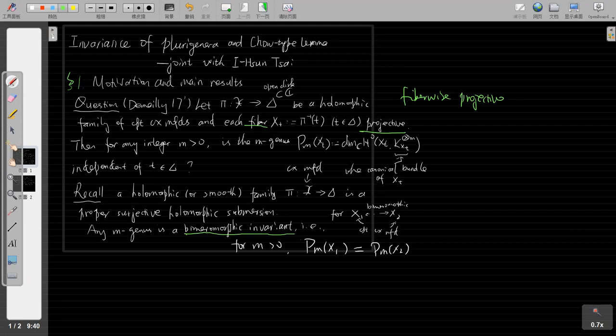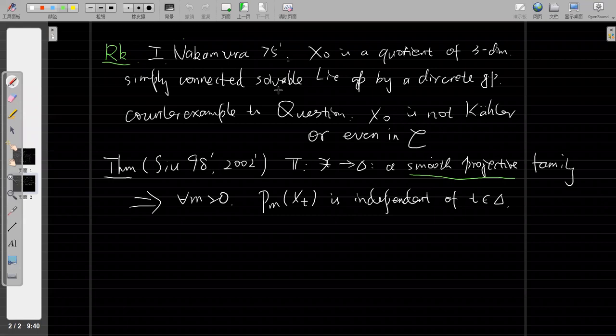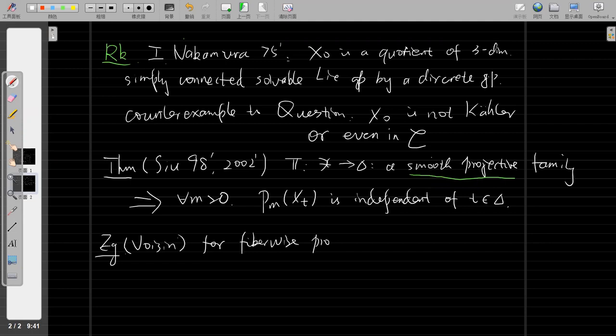Let's compare this theorem with the question by Demailly. Here we just need to assume that the family is fiberwise projective, right? Actually, I have reported this paper several times, and some friends asked me whether there is an example of a fiberwise projective family that is not projective. Actually, I asked the professor, and she gave me an example of a fiberwise projective family, but not a projective family.